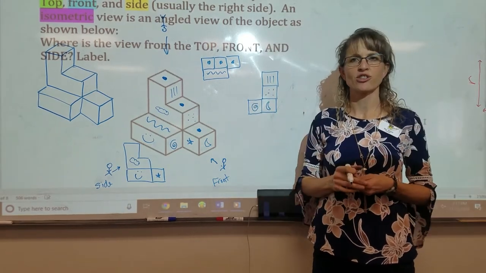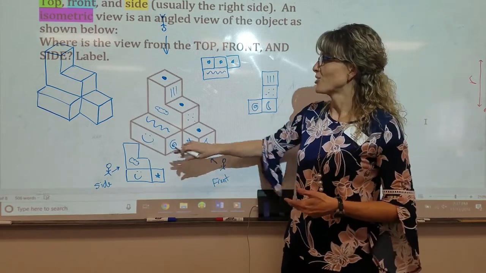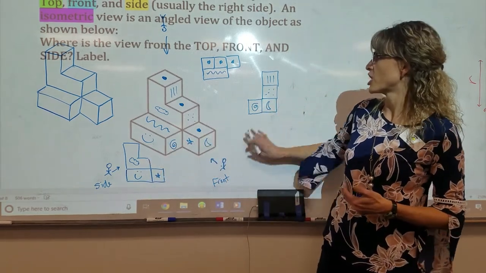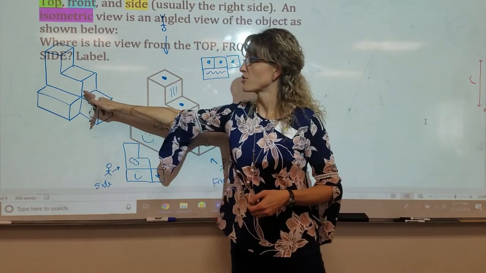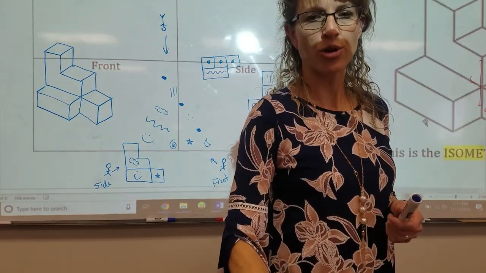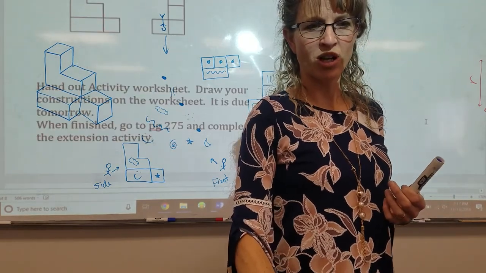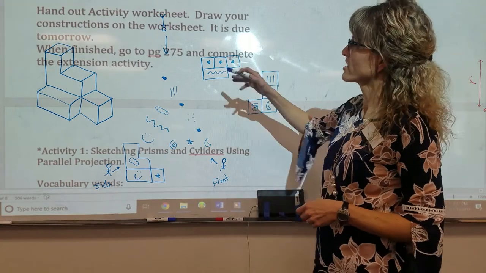So you guys are going to get a turn to do that. I've got a shape ready for you. On your worksheet, you'll draw side, front, top, but you'll also make your own copy of the isometric view. When you're done with your worksheet, you're going to do some cylinders and rectangular prisms. You are going to do an extension activity.